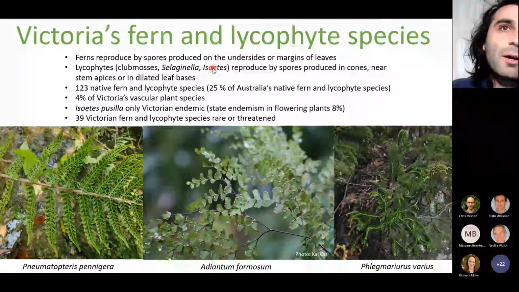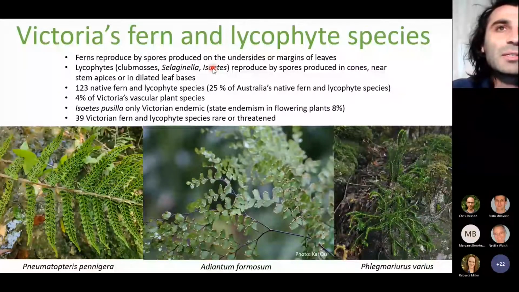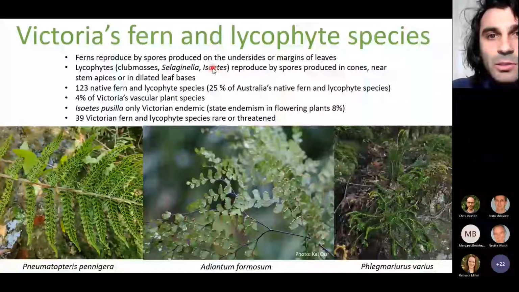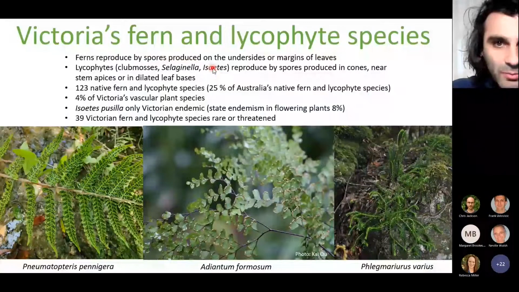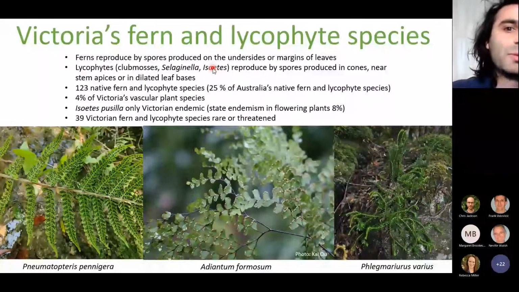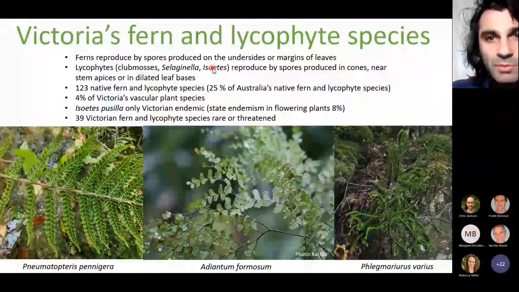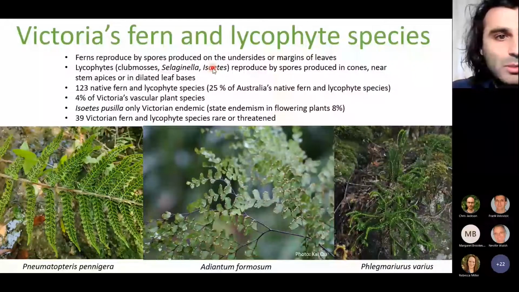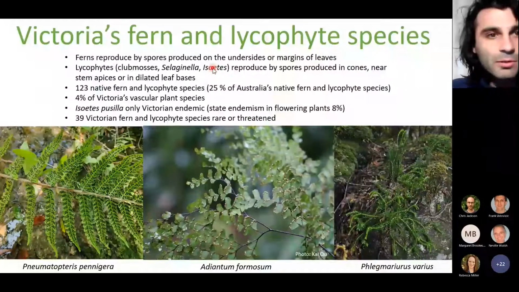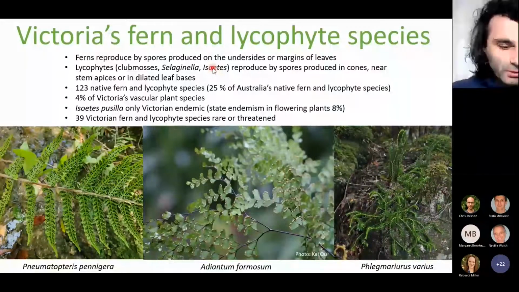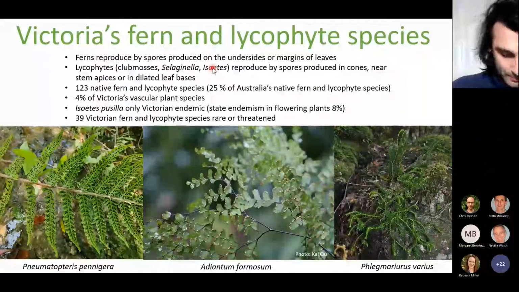And compared to flowering plants, which are 8% endemic, that's much lower. If you think about how ferns reproduce by tiny spores, that sort of makes sense, because spores often disperse long distances in air currents. So the chances are that they haven't been quite as contained as flowering plants that reproduce by seed, which are much larger and have a lower propensity for long distance dispersal. 39 Victorian fern and lycophyte species are rare and threatened. So a reasonable proportion of our fern flora is threatened.